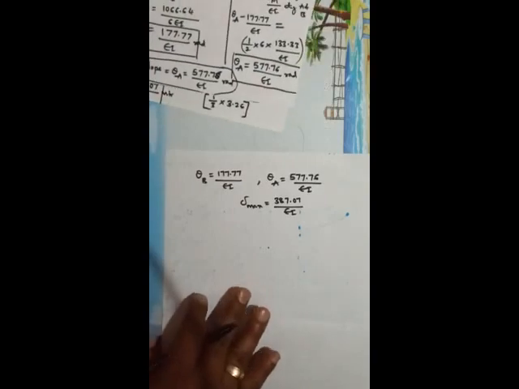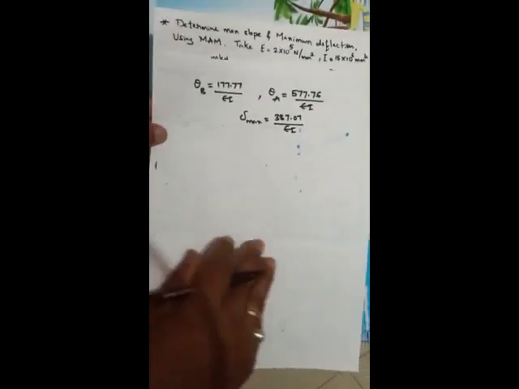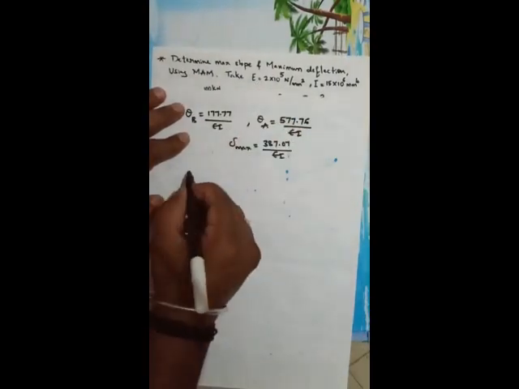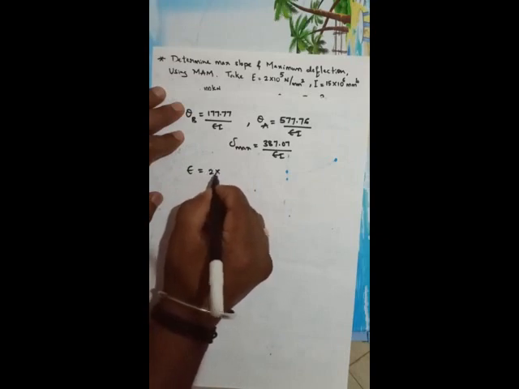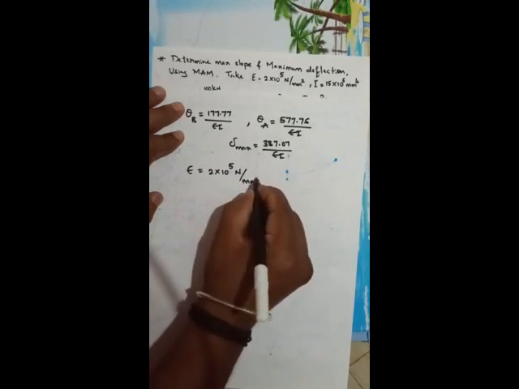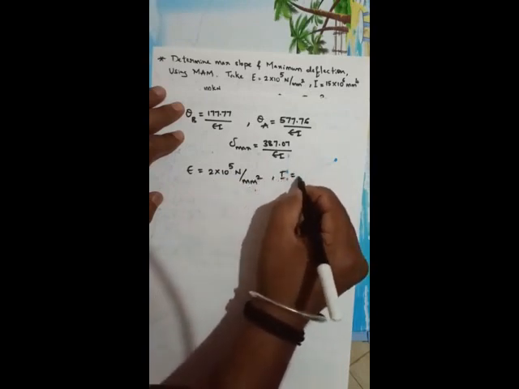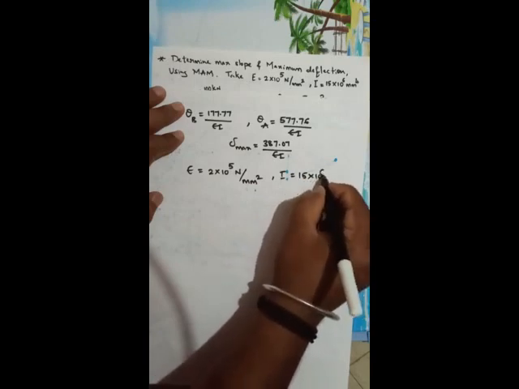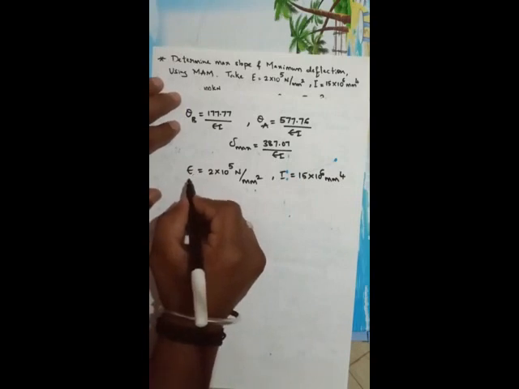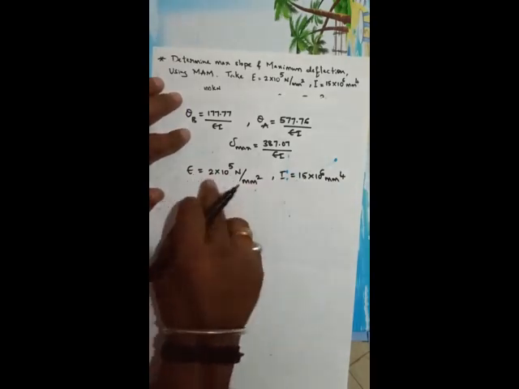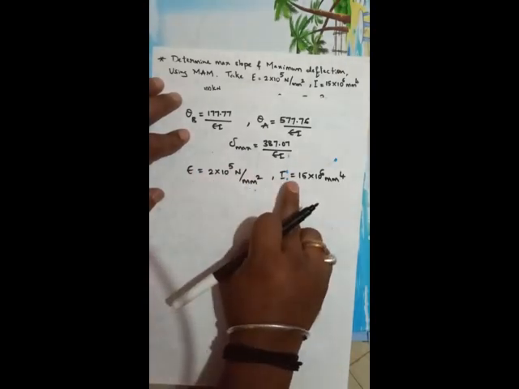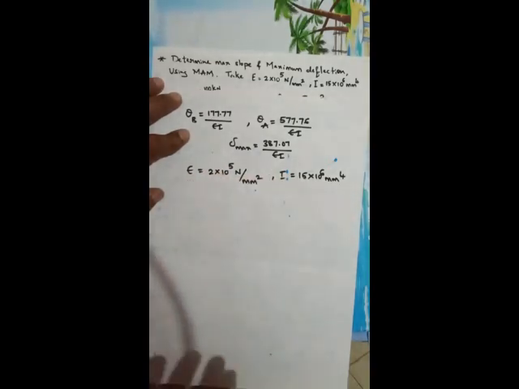So now let us come back to the given problem. In the problem they have said Young's modulus E is 2 into 10 raised to 5 Newton per mm square, and I is 15 into 10 power 6 mm raised to 4. So what is E? That is Young's modulus. Young's modulus of the material and moment of inertia of the material, these two are elastic constants.